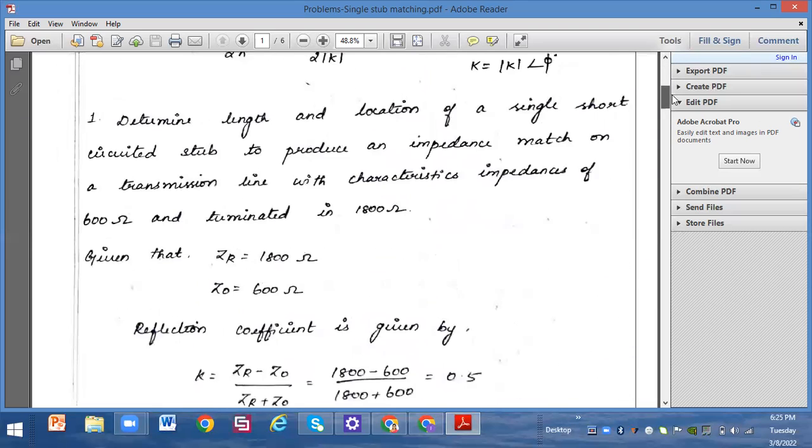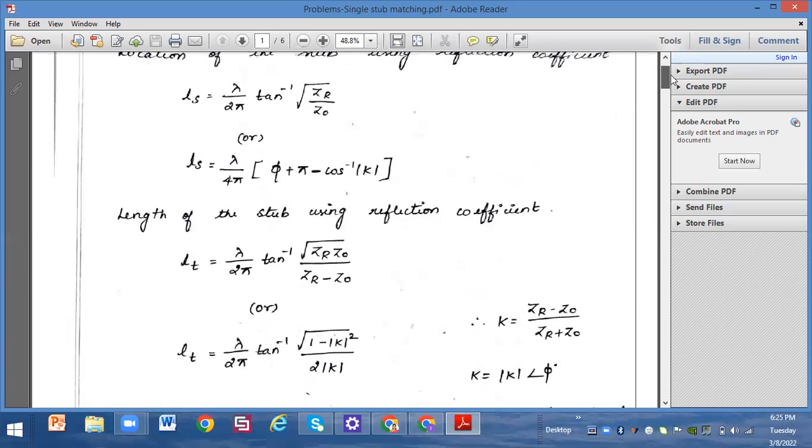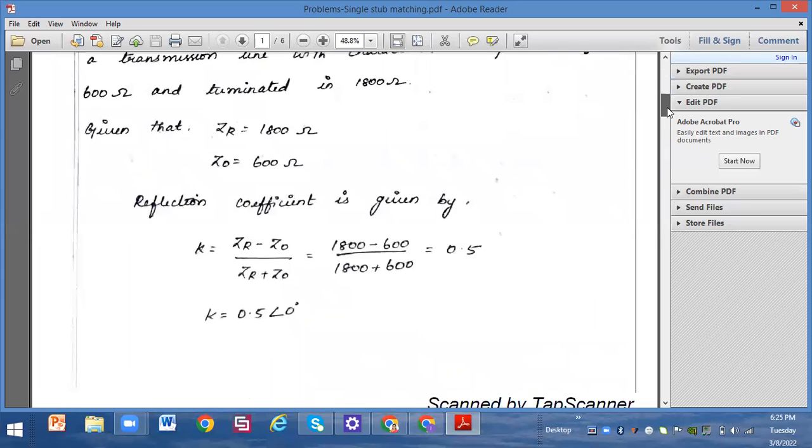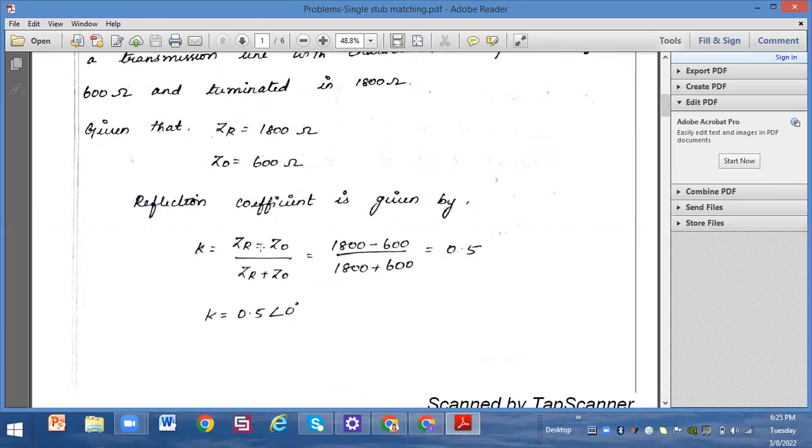So what is the formula for the location as well as the length of the stub? We have already seen the formula, right? In order to find the location and length of the stub, we first have to find the reflection coefficient K. K is given by ZR minus Z0 divided by ZR plus Z0. If you know the load impedance and characteristic impedance, we can find the reflection coefficient.